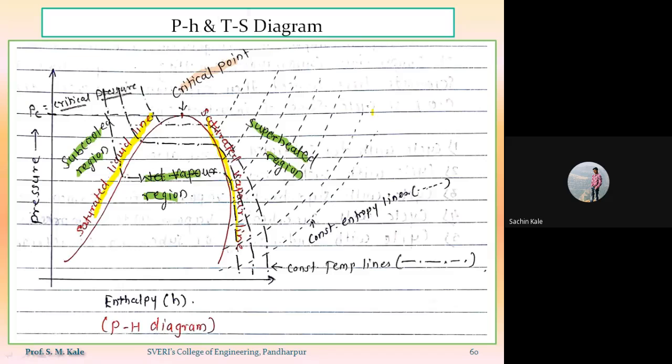Here one more point is there, that is called a constant pressure line. Sorry, critical pressure. Whatever this critical point is, the pressure corresponding to this critical point is called the critical pressure. And in the TS diagram, the temperature corresponding to this critical point is called the critical temperature. In the PH diagram, the pressure corresponding to this critical point is called the critical pressure. In the TS diagram, the temperature corresponding to this critical point is called the critical temperature.